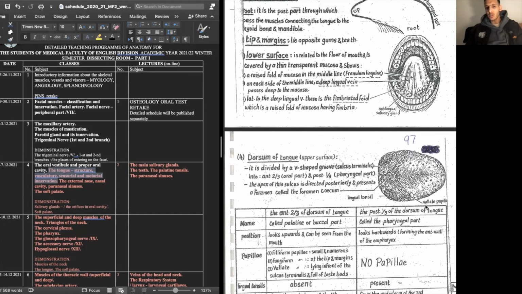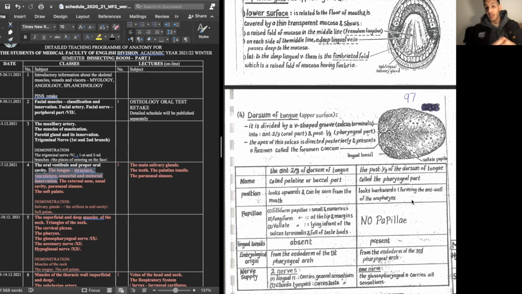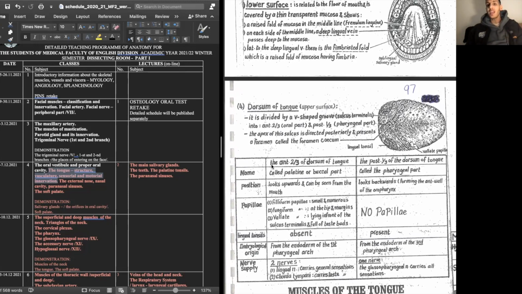There's a foramen within your tongue if you didn't know this. And there are also structures called the papillae, and we're going to discuss them here. They line the sulcus terminalis. Anterior to this line, there are a couple of papillae that you will have to know the names of as well. So the anterior 2/3 of the dorsum of the tongue, and some features of this dorsum part. It is called the palatine, buccal or oral part. Its position looks upwards and can be seen from the mouth. When you extend your tongue, the dorsum will be shown.